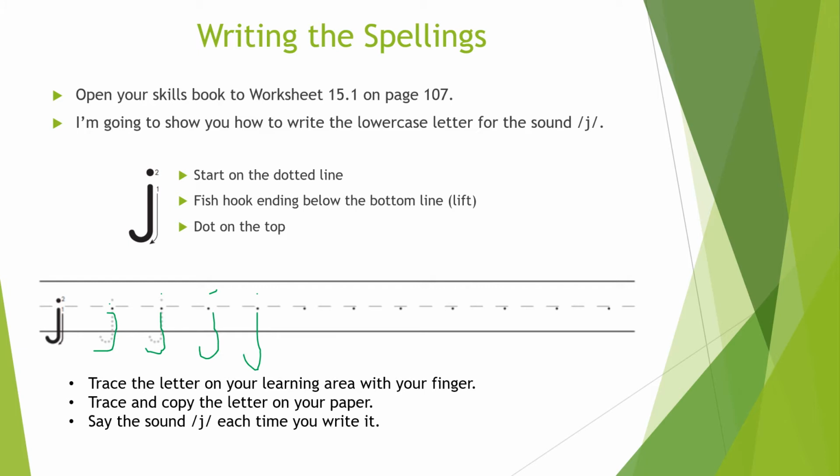Now, friends, I would like for you to trace and copy the letter J on your paper. As you are tracing and copying the letter J, say the J sound each time you write it. Watch me first. J, J, J, J, J. Just like that, and it should look a lot neater on your paper. Now you try.